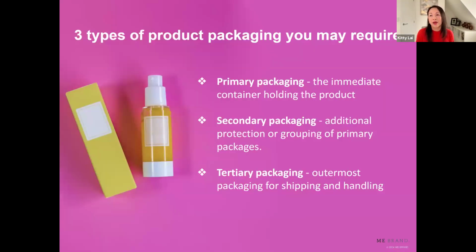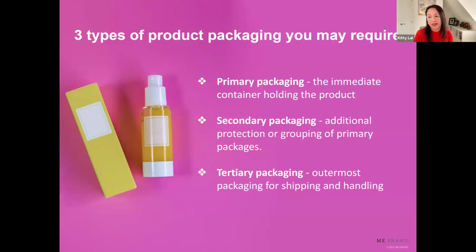So as a brand owner, there are 3 types of product packaging that you might require. The first is the primary packaging. That's the immediate container that's holding the product. So whether you've got liquids or food goods or anything that you need to put in the packaging, that is the primary packaging that holds your product together.